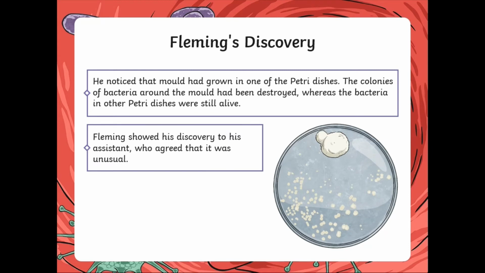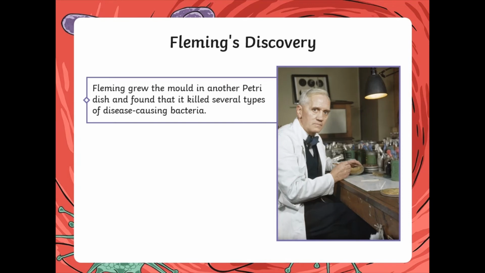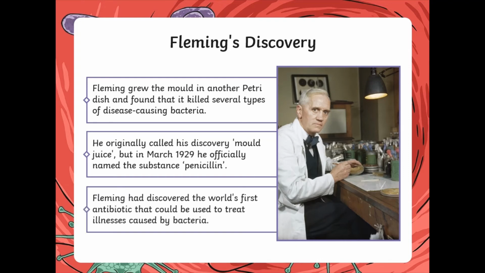He showed this discovery to his assistant, who also agreed that this was actually quite unusual. If you remember our bacteria growth earlier this year, if you remember how consistent it was, it was very unusual that this area did not have any growth. Fleming grew the mould in another petri dish, and he found that it actually killed several types of disease-causing bacteria. He originally called his discovery mould juice, but in March 1929, he officially named the substance penicillin.